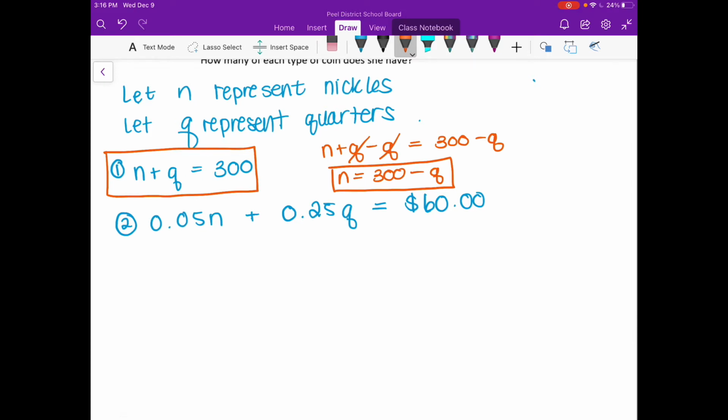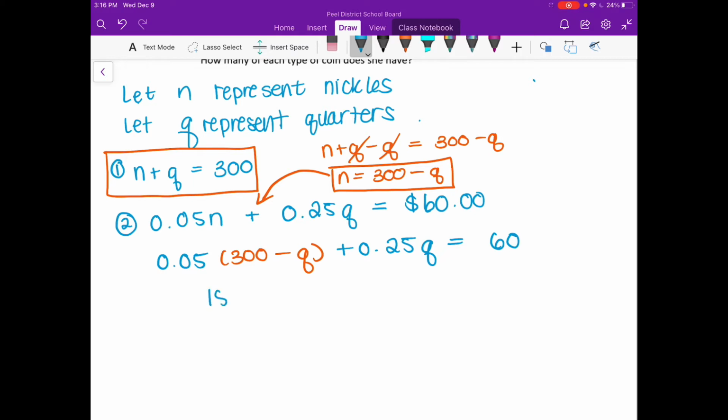So now I can just substitute this value of n into this equation. So I can say 0.05 times 300 minus q plus 0.25q, because now everything's in terms of q, is equal to 60. Right? Now I'm going to expand that out. So I'm going to do 0.05 times 300, which is going to give me 15, minus q plus 0.25q is equal to 60.